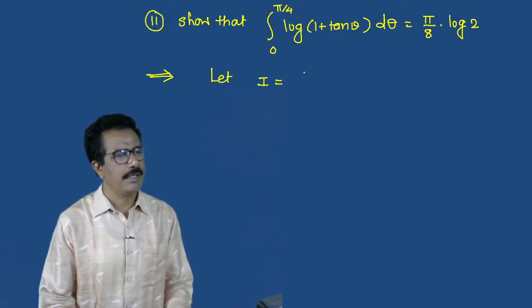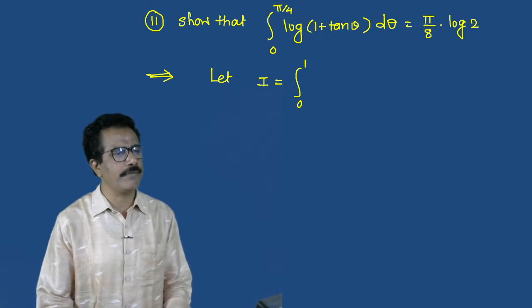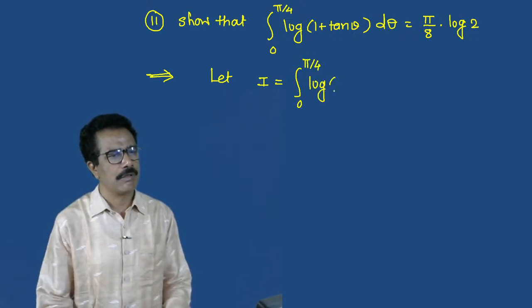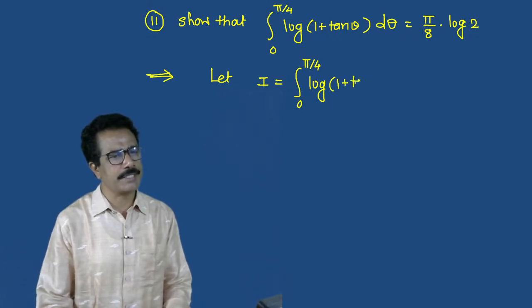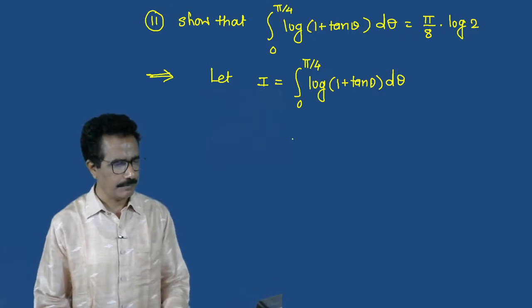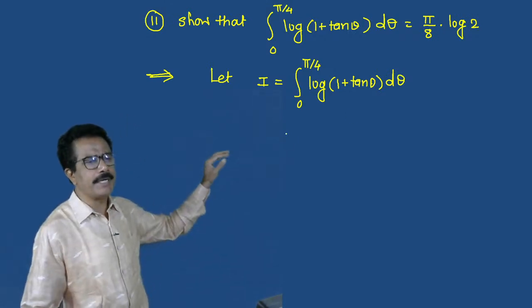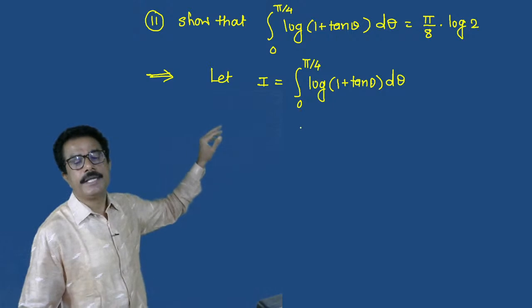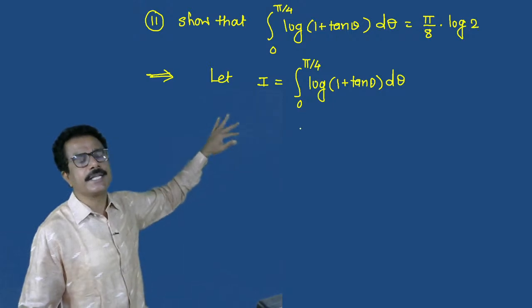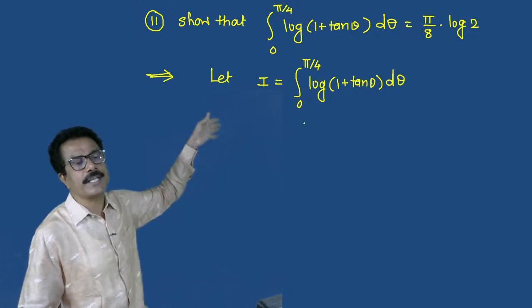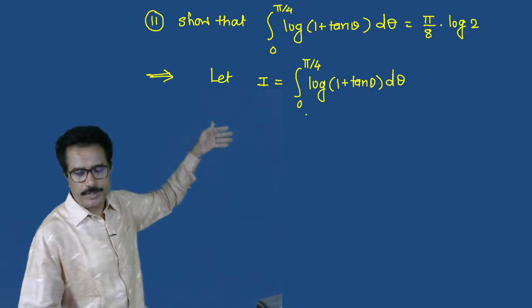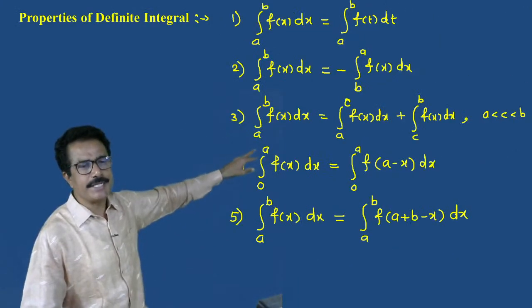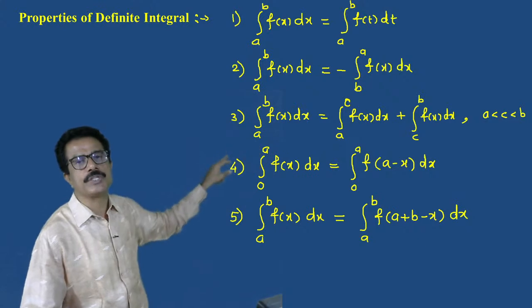Let I is equal to the integral from 0 to pi by 4 of log of 1 plus tan theta d theta. Now we have to use property number 4: the integral from 0 to a of f of x dx can be written as the integral from 0 to a of f of a minus x dx. That means we have to use this property here.